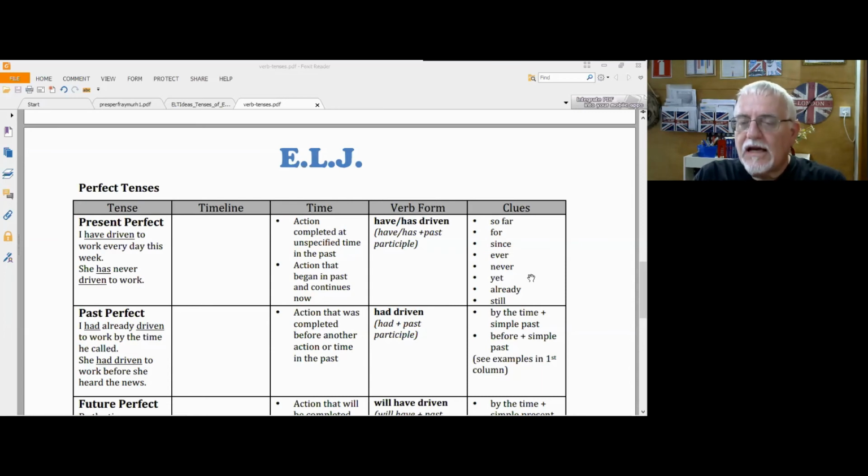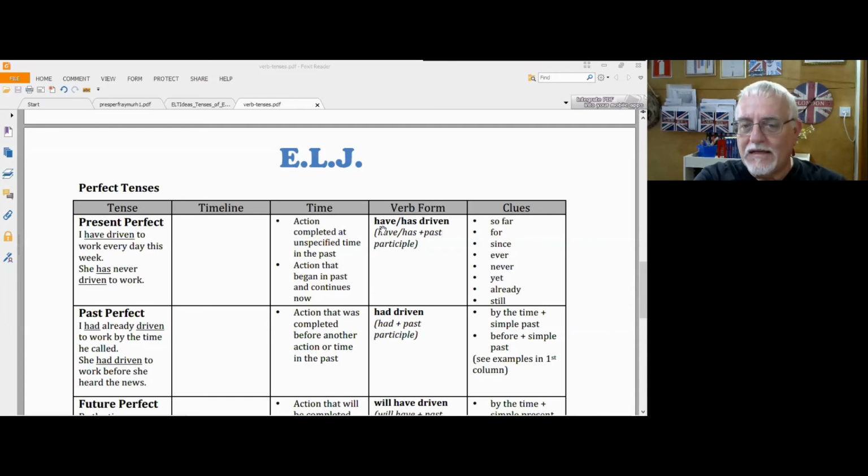Now, one thing you can gather from this is that it's an action that started in the past, but it's at an unspecified time, and it may well be continuing up until that moment you mention it, and may continue into the future. So for instance, I have worked at this company for 20 years, and I'm still working at this company, and I will still be working at the company tomorrow. Okay, so we use the simple present tense, and these are the clue words.